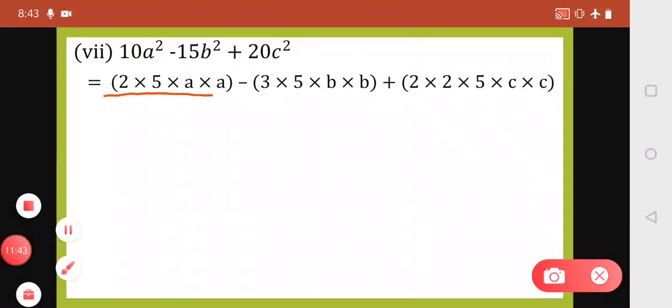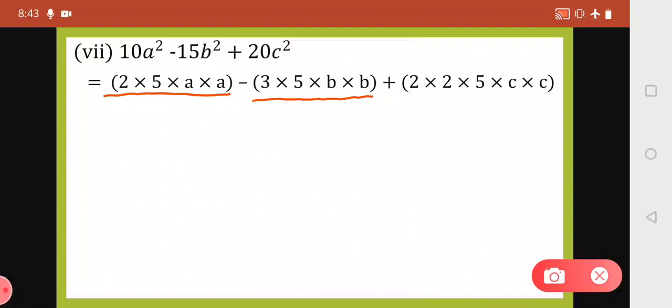Yes, these are the factors of the first term: 10a square, 10 is 2 into 5, a square, that is a into a. Minus sign in between. Then the factors of the second term, 15b square, that is 3 into 5 into b into b. 3 into 5 is 15 and b square, that is b into b. Plus sign as it is, and then the third bracket, that is the factors of the third term, that is 2 into 2 into 5 into c into c. 2 2s are 4, 4 5s are 20 and c into c, that is c square. So we'll get 20c square.